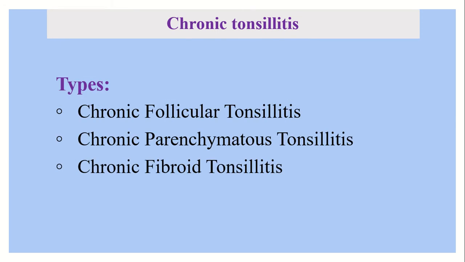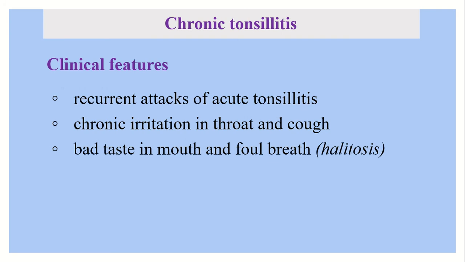There are three types of chronic tonsillitis: chronic follicular tonsillitis, chronic parenchymatous tonsillitis, and chronic fibrotonsillitis. The clinical features are recurring attacks of acute tonsillitis, chronic irritation in the throat and cough, and a bad taste in the mouth and foul breath. We call this halitosis.